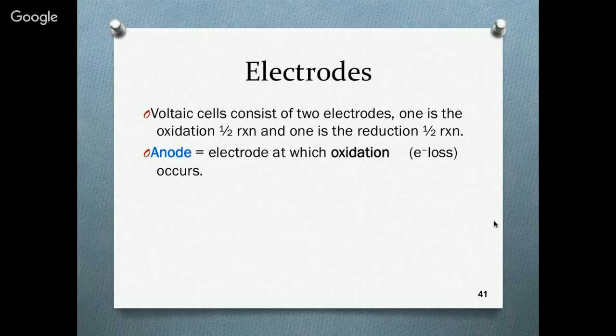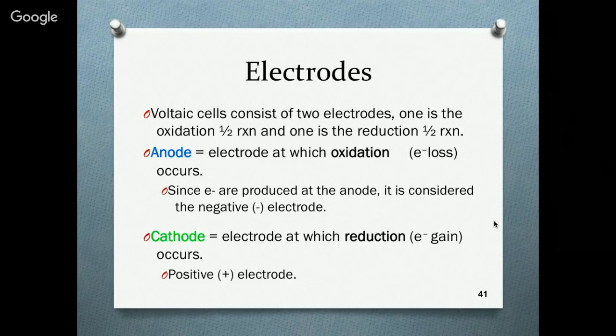Electrodes. We need to know that there are 2 electrodes in voltaic cells. We have an anode and a cathode. The anode is where oxidation is occurring. Since electrons are produced at the anode, it's considered the negative electrode. The cathode is where reduction is occurring and electrons are being gained.